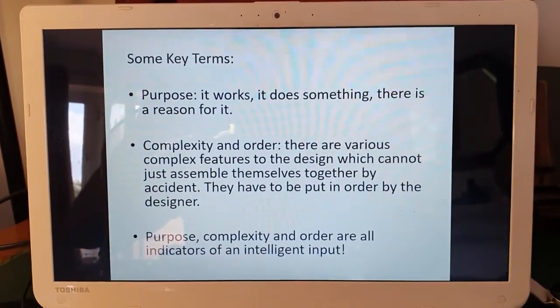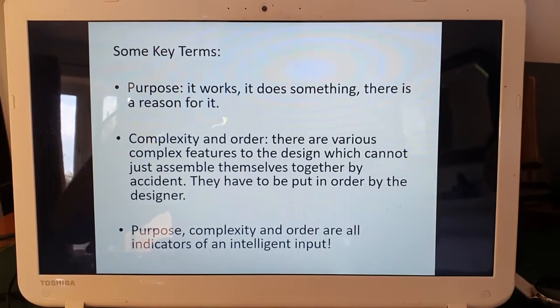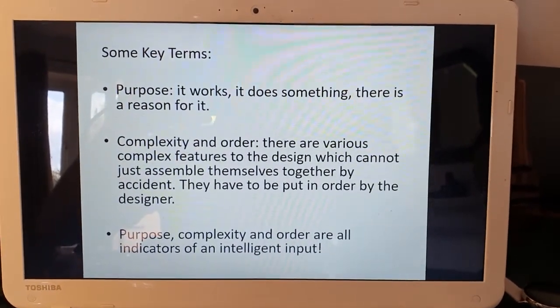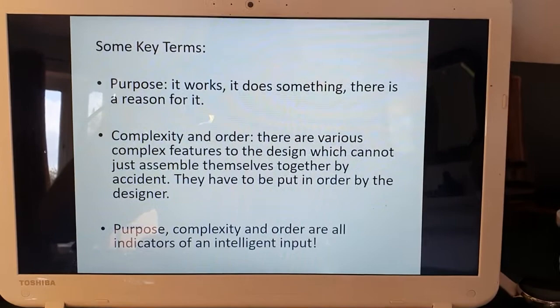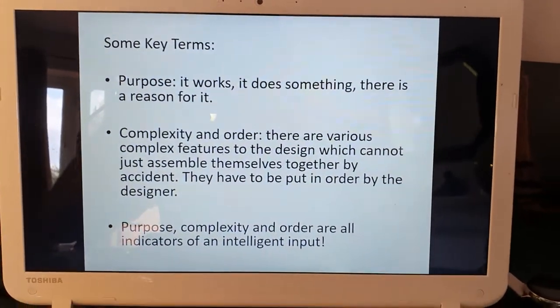And usually you don't realise how complex things are until they go wrong. And then when they go wrong, you think, oh no, what's gone wrong with it? And then you have to look into what all the different parts are.